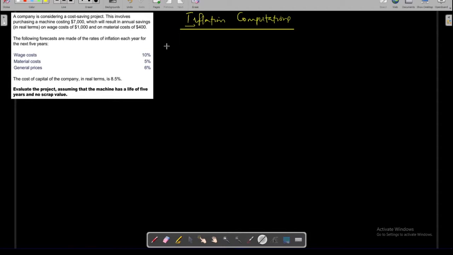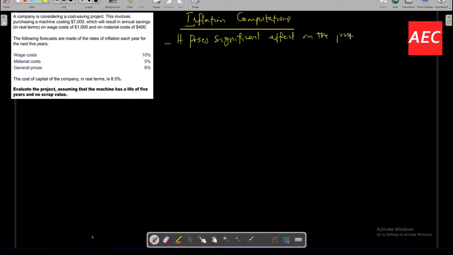So when is inflation taken into account when doing NPV computation? So here you take inflation into account when it poses a significant effect on the project. So if the inflation has a significant effect on the project, then it should be taken into account.